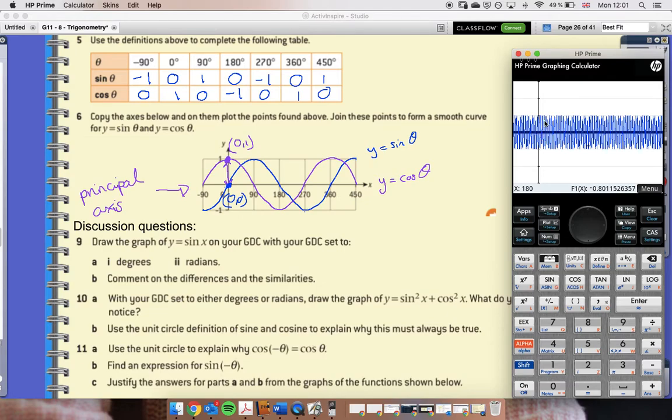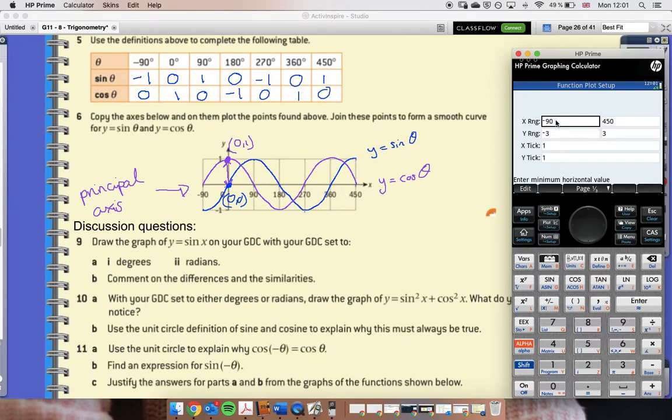So that means it's taking about 6.28 to complete a full rotation. So I've got many, many rotations, or many, many wavelengths, happening here. So let's change my range now.